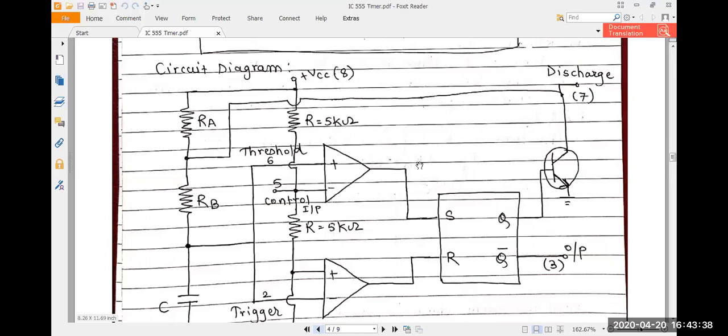Okay, so the only difference between the basic 555 timer IC and when it is used as an astable multivibrator is this pin number 7. You can see it is connected to a point between external resistors RA and RB.